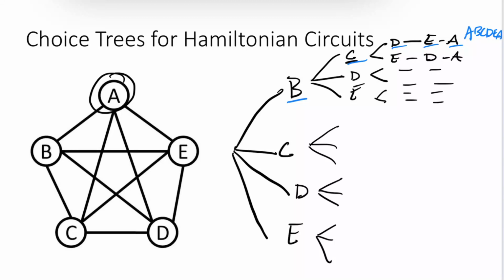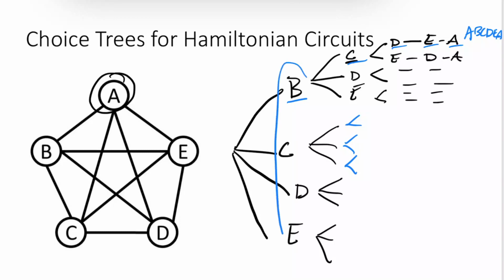Or you could think about, how many branches will there be? If I were to fill out this entire choice tree, how many branches would there be? And the way you figure this out is you look at how many choices there are at each level.